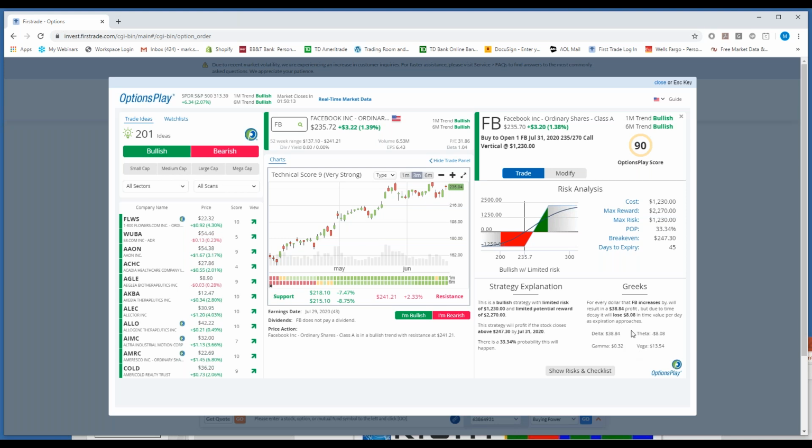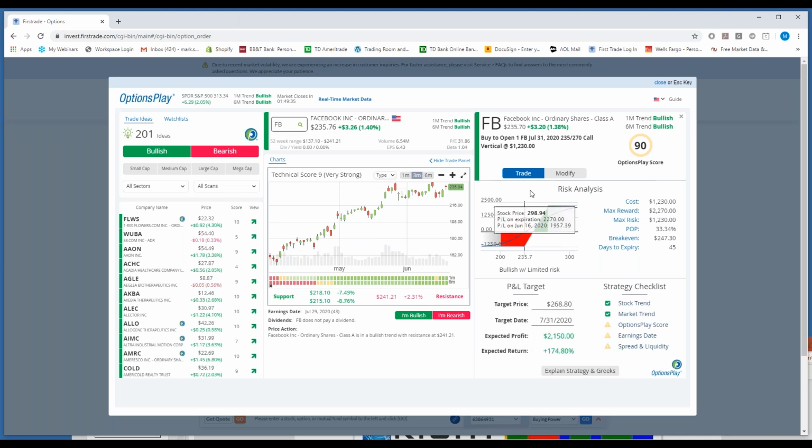So all in all, it's telling you that for every dollar Facebook increases, it will result in an increase in the spread of $38.84. But due to time decay, if it just sits where it is, it's going to lose $8.08 every single day as expiration approaches. So it gives us all the metrics that we want, and it gives us the optimum trade.